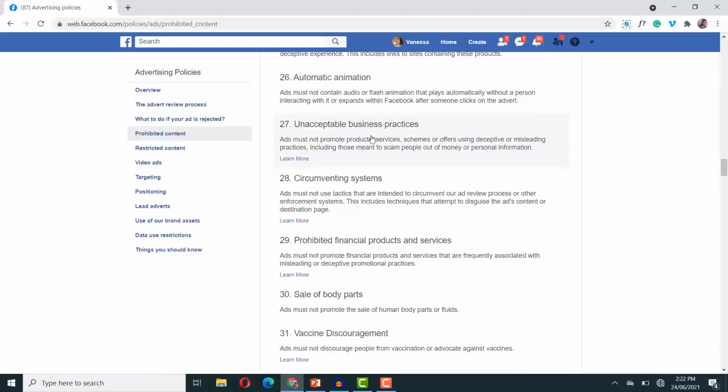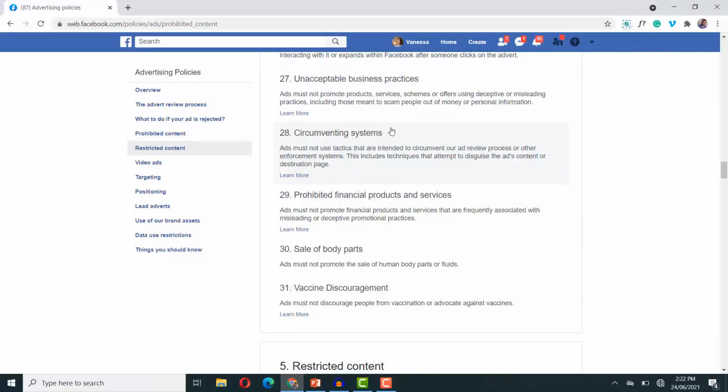Unacceptable business practices. Ads must not promote products, services, or schemes that are offered using deceptive or misleading practices, including those meant to scam people out of money. We'll talk about that later. We'll talk about circumventing systems later. Okay, prohibited financial products and services. Ads must not promote financial products or services that are frequently associated with misleading or promotional practices. So you can click learn more to see more of that.